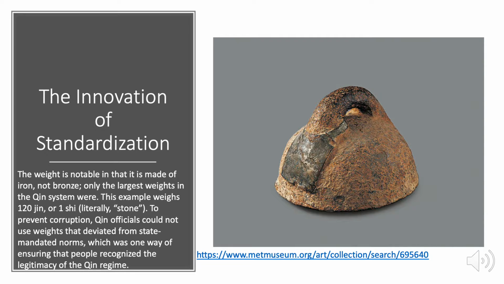And here is an example representing the innovation of standardization. This is a weight. It is made of iron, and it was one of the largest weights, so one of the heaviest weights in the Qin system. So this weighs exactly 120 jin, or 1 shi, which translates literally to stone. And in order to prevent corruption, Qin officials could not use weights that deviated from the state-mandated norms, which was one way of ensuring that the people recognized the legitimacy of the Qin regime.